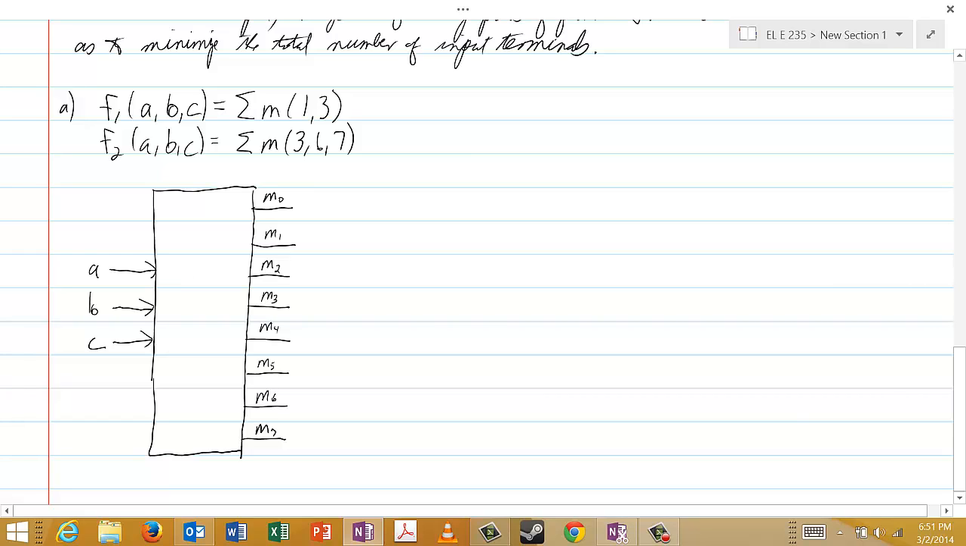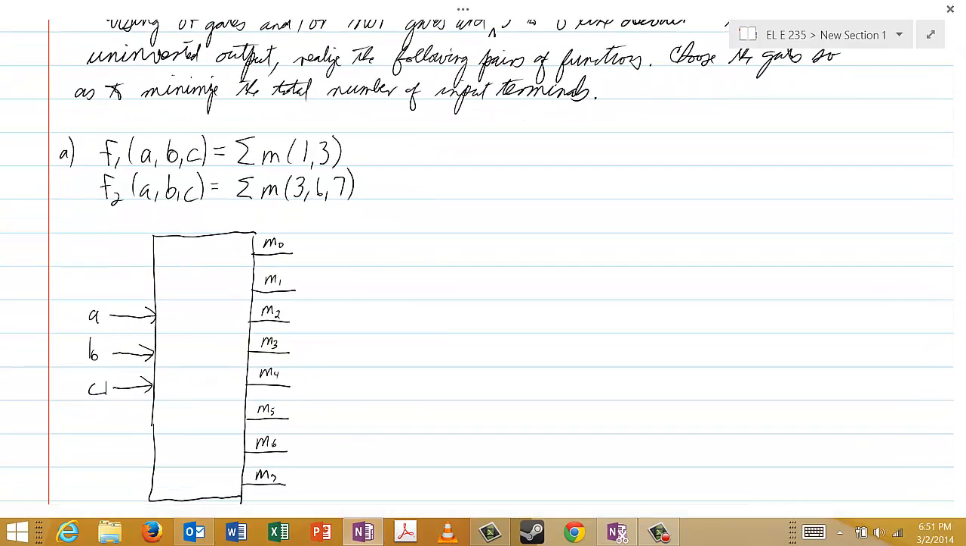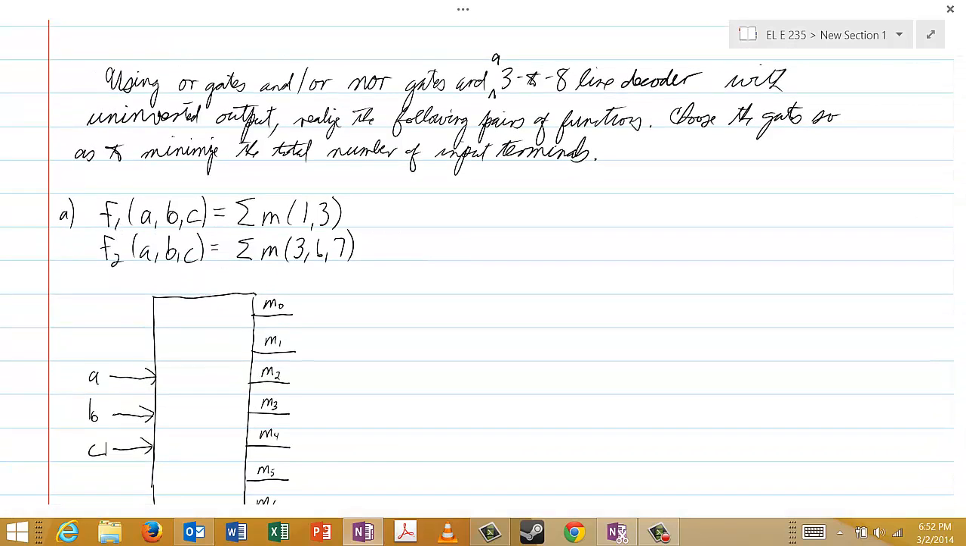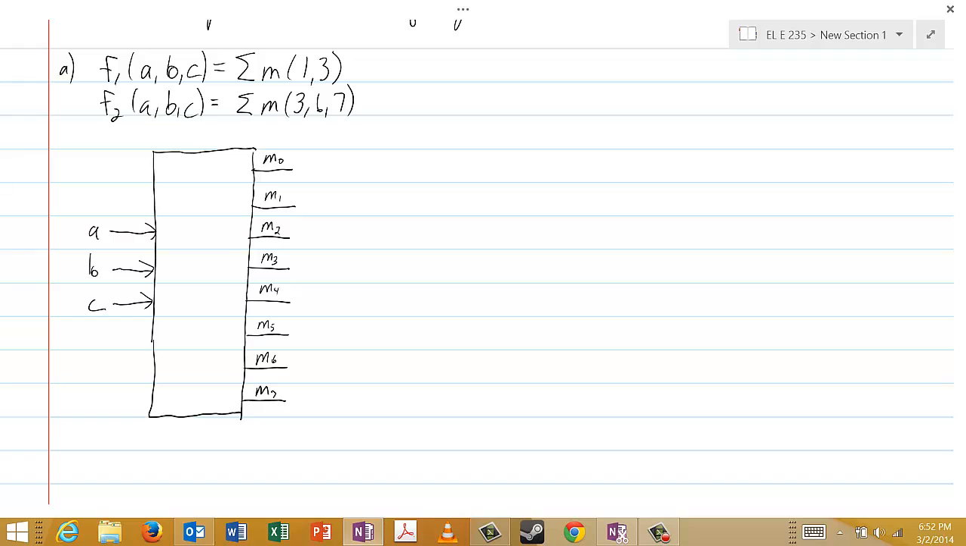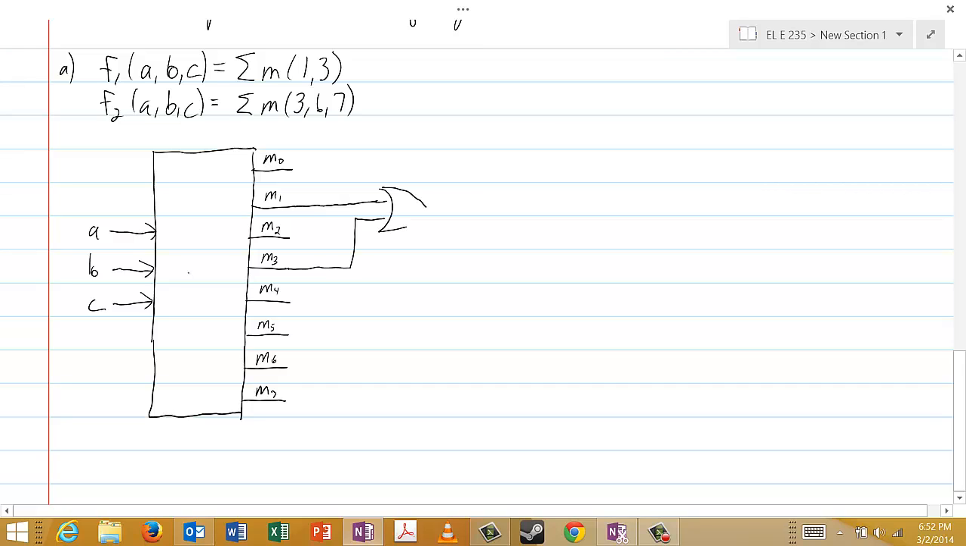And we want F1 to be the sum of the two minterms 1 and 3, and F2 to be the sum of the 3 minterms 3, 6, and 7. And we're allowed to use OR gates and NOR gates, and we're asked to choose these gates so as to minimize the total number of input terminals. And so this is extremely easy. We'll have F1 like this. Here's an OR gate, and that will give us F1.